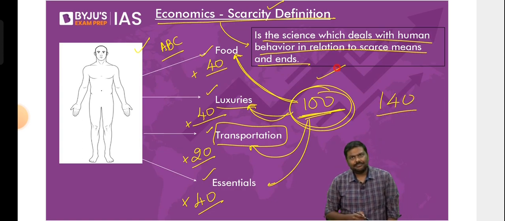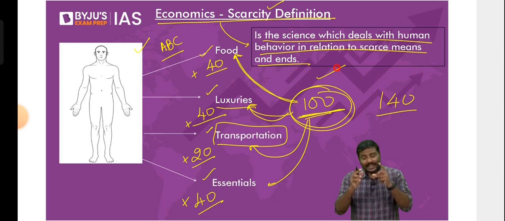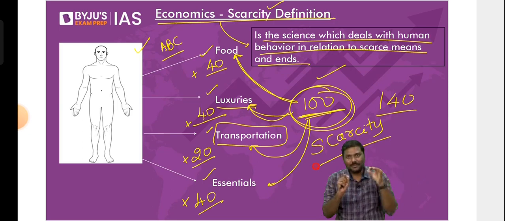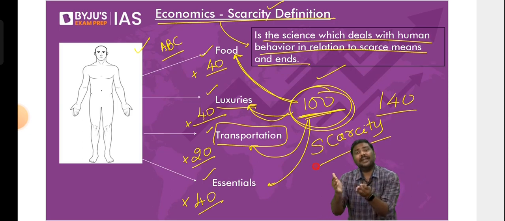But do you think you have 140 rupees? Absolutely no. You don't have 140. That is the meaning of scarcity. Scarcity simply means the requirement is higher, availability is lower. How much you have is not sufficient compared to how much you actually want.